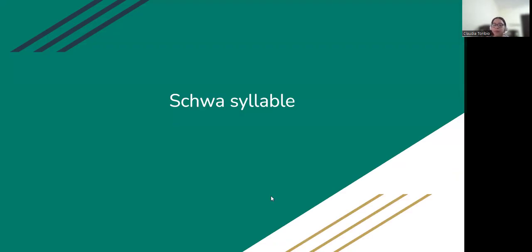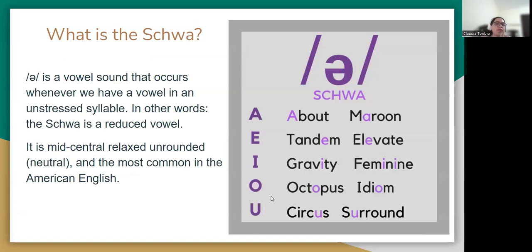Lastly, the schwa. And what is the schwa? The schwa is a vowel sound that occurs whenever we have a vowel in an unstressed syllable. In other words, the schwa is a reduced vowel. It is shorter, there's less emphasis on it because it is not stressed. When we describe this sound, we can say that it is mid-central, relaxed and unrounded or neutral. And also, it is the most common vowel sound in American English.